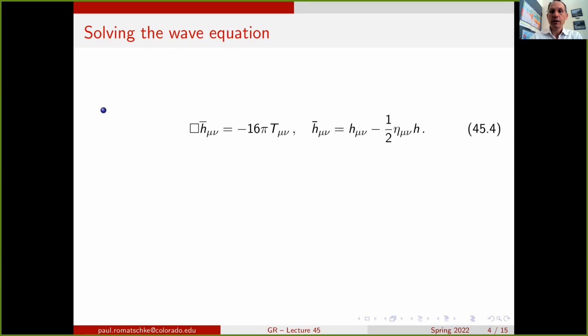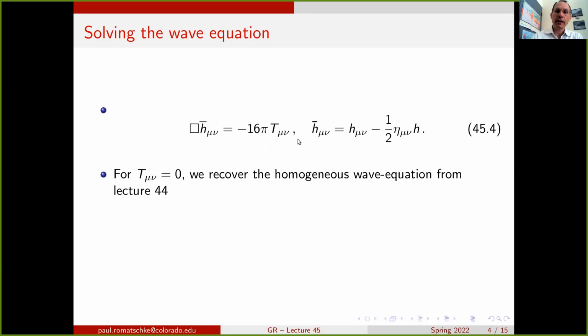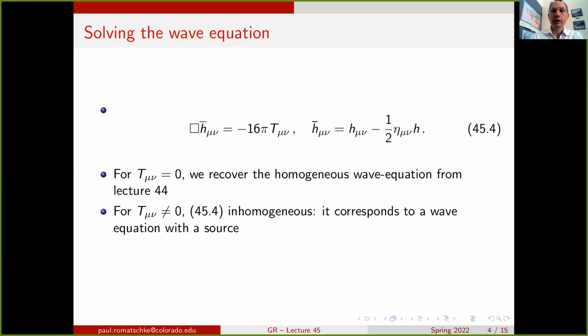So this wave equation is such that we get back the results from the previous lecture if we neglect the energy momentum tensor term on the right-hand side. If there's no matter, the energy momentum tensor is 0, and we get back the wave equation that we solved in the last lecture. However, in general, the energy momentum tensor is non-zero, and as such, the wave equation is inhomogeneous. There's a non-vanishing term on the right-hand side, and it corresponds to a wave equation with a source.